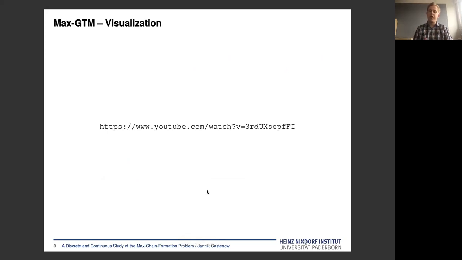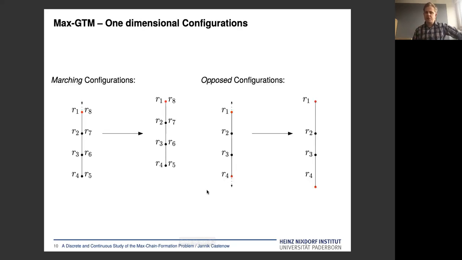You can watch on YouTube, where you can see that this strategy somehow seems to converge to a straight line of length n-1. Unfortunately, there are configurations which do not converge to this line, and these are special cases of one-dimensional configurations. So a one-dimensional configuration is a configuration where all robots are already located on a straight line. Now we have 2 classes, marching configurations and opposed configurations. In marching configurations, the outer robots move into the same direction because the neighbors are in the same direction from themselves. And in opposed configurations, the outer robots move away from each other.